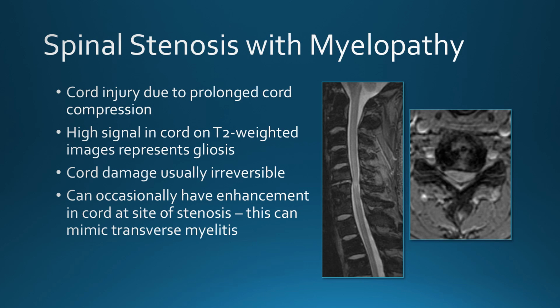Spinal stenosis in the cervical spine can be associated with myelopathy. So the cord can become injured due to prolonged compression. We often will see high signal within the spinal cord in these cases, like you can see here, so high T2 signal within the spinal cord. Most of the time this represents gliosis. Some of it can be edema, which is reversible, but often the majority of what we see that's T2 bright is irreversible cord injury. Occasionally you can have enhancement in the spinal cord at the site of stenosis, and this can mimic transverse myelitis.